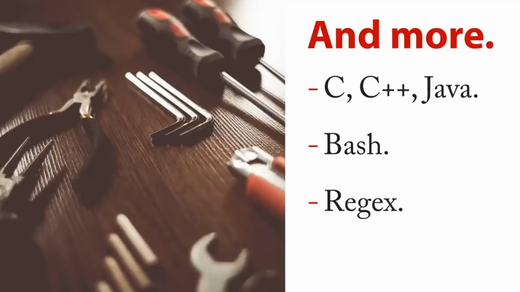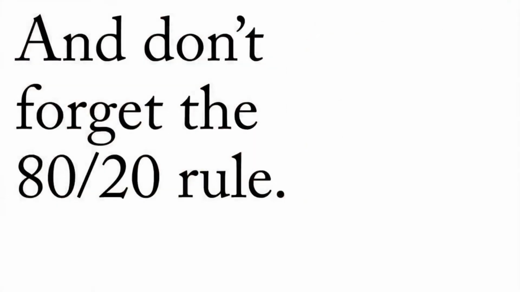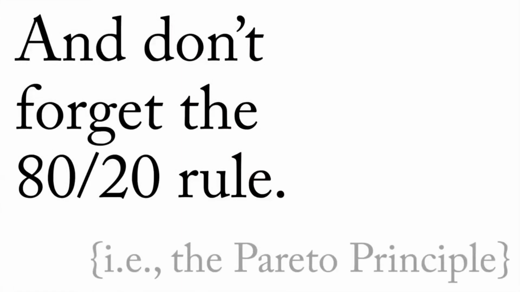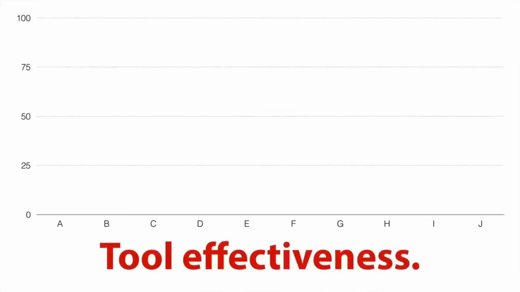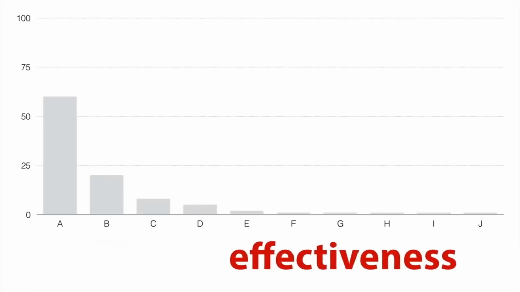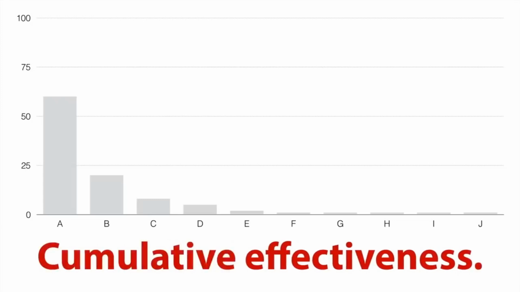But as you consider all the tools that you can use, don't forget the 80-20 rule, also known as the Pareto principle. And the idea here is that you're going to get a lot of bang for your buck out of a small number of things. I'm going to show you a little sample graph here. Imagine that you have 10 different tools, and we'll call them A through J. A does a lot for you, B does a little bit less, and it kind of tapers down to a bunch of tools that do just a little bit of stuff that you need. Now, instead of looking at the individual effectiveness, look at the cumulative effectiveness. How much are you able to accomplish with a combination of tools?